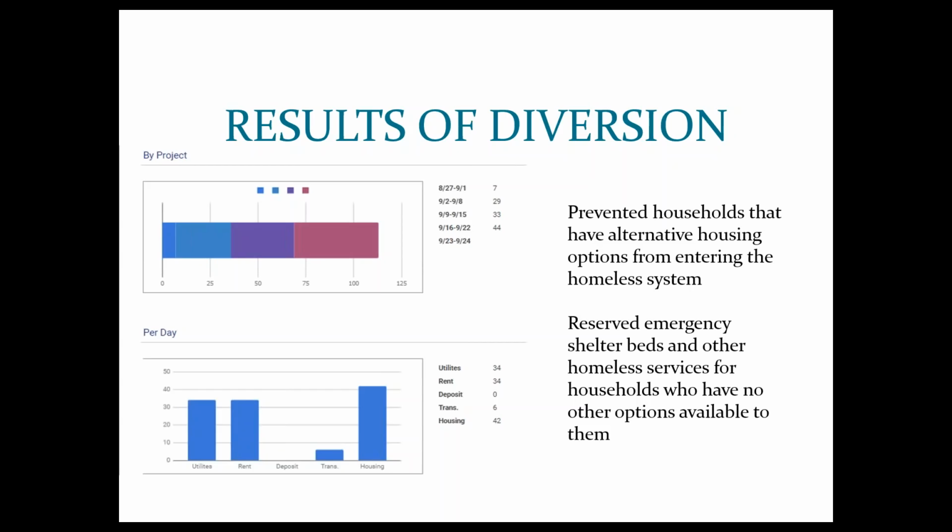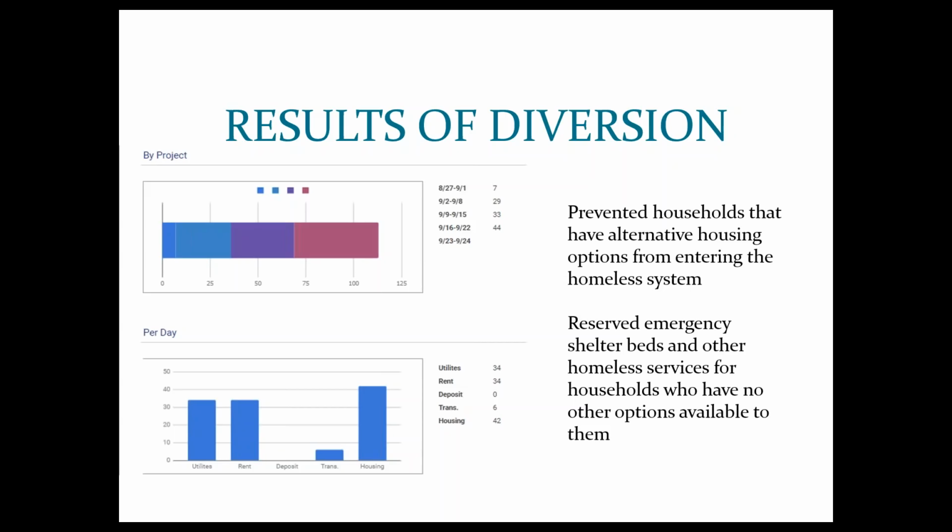We formulated a spreadsheet that you can see that tracks the calls that we receive. You can see the dates on here. It's about a month long. 34 people called about rental and utility assistance, 6 for transportation, and 42 for housing. 100% of those individuals that called for housing due to utility disconnection, we were able to divert all of them. And roughly about 64% of the ones for housing.